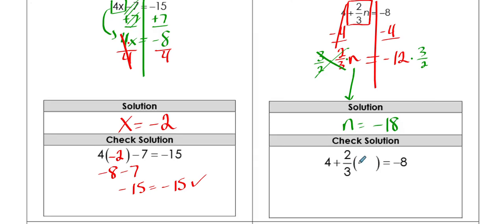Now I'm going to take that negative 18 and check to make sure that my solution is correct. Negative 18 times 2/3, that's negative 12. So that turns into 4 minus 12, which is negative 8. So we did that one correctly.